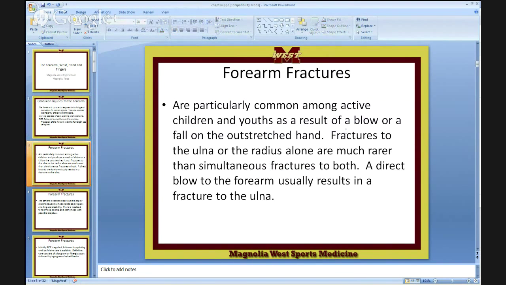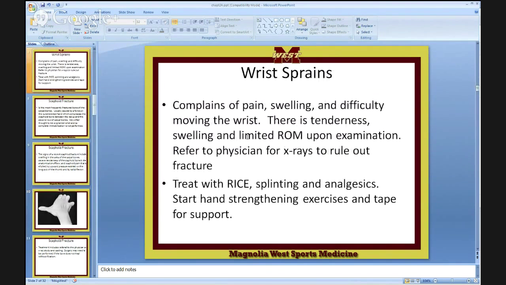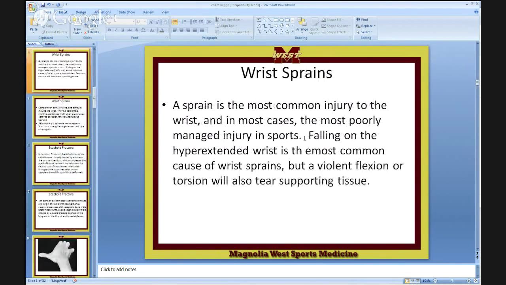Fractures to the ulna or the radius alone are much rarer than simultaneous fractures. Is that true or false? There's your answer. All right. Forearm fractures are particularly common among active children and youths as a result of a blow or a fall on an outstretched hand. Hey, look, that looks similar to that. So is that true or false? A wrist sprain is the most common injury of the wrist, and in most cases is the most poorly managed injury in sports. That's on number 6, slide 6. No, that sentence. Is that true or false?